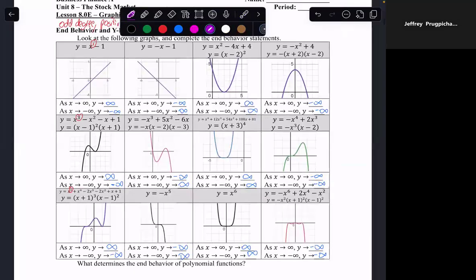Okay, and then lastly, over here, these all point to the bottom left and bottom right corners, so both ends are negative. Okay, and we can see that they all have an even degree, and they all have a negative in front.